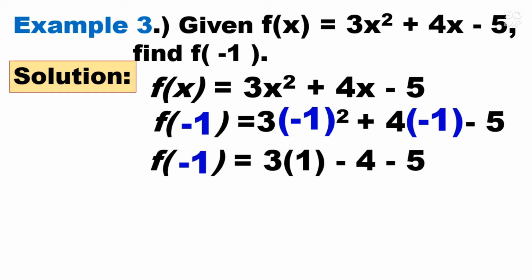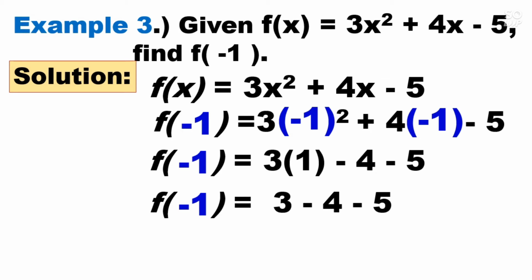And then, f of negative 1 equals negative 1 squared is positive 1. Again, we multiply negative 1 2 times. So, negative 1 times negative 1 is positive 1. So, that's why we have 3 times 1. 4 times negative 1 is negative 4 minus 5.